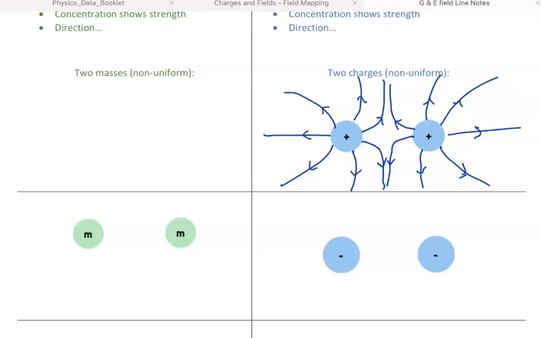So I'm going to pause this video. I want you to try to do both these masses, the negative charges. You can use the support from the PhET lab if you'd like, and then I'll reset.